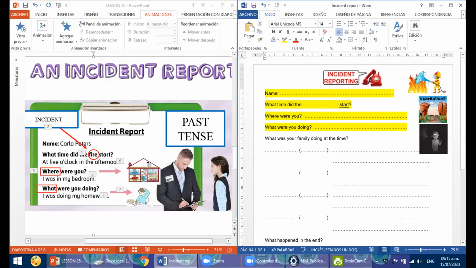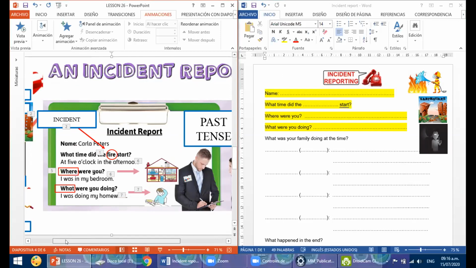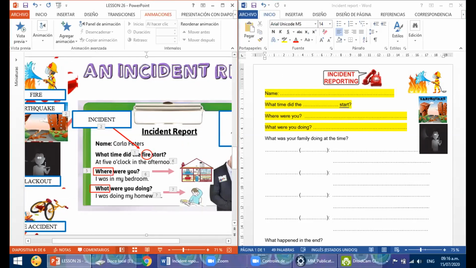Okay, Hermione, we are going to start with our composition. The composition is about an incident report. And this incident report is in past tense, okay, the past. I am going to give you 5 minutes, please. Think of one incident. Could be a fire, similar to the book, an earthquake, a blackout, or a bike accident. Choose one incident.